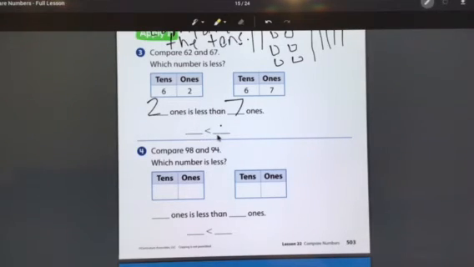Then on the lines down here, now you're going to write the numbers. And if 2 ones is less than 7 ones, this is the symbol. The pointy part is here. The number that is fewer has to go here. So 62 is fewer than 67. So 62 is going to go on this line. So 62 is fewer than 67.